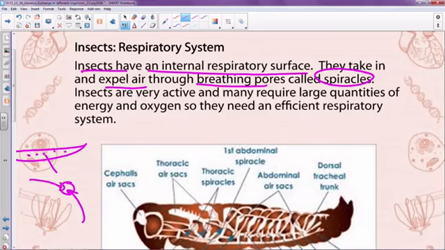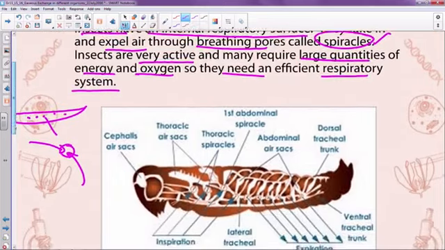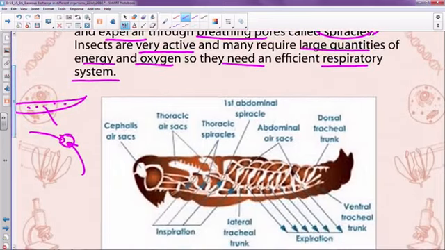So these are called spiracles, and this is the openings through which gaseous exchange occurs. Insects are very active and may require large quantities of energy and oxygen, so they need to have an efficient respiratory system. If you think of insects, they actively fly, and hence to be able to sustain that active mechanism, they need to have an efficient transport system for gases.